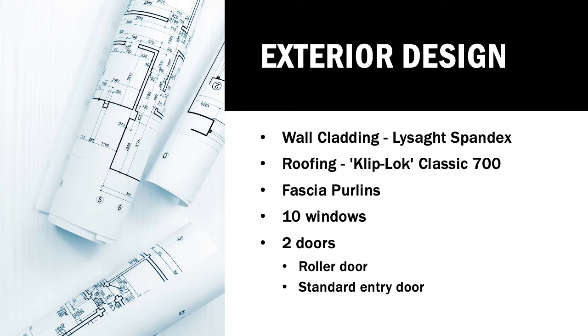2 doors were placed at the front east side of the project, one being a 2435 by 1981 overhead rolling door, and a standard entry door which was a single steel frame, code AUS 820, was also placed.